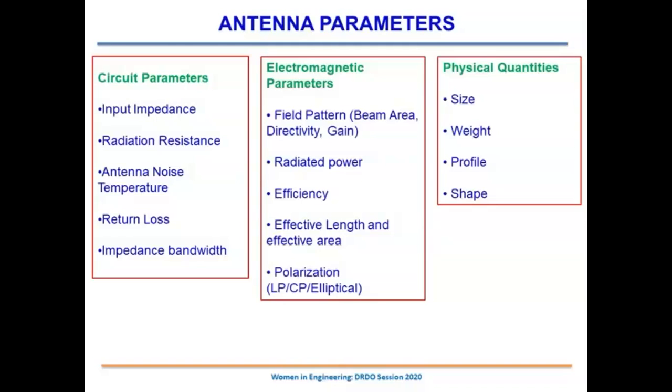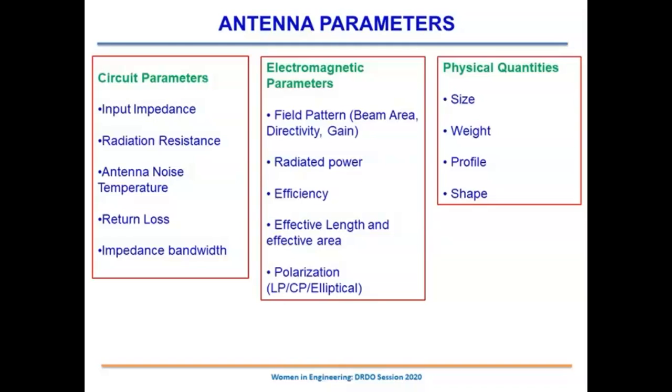The electromagnetic parameters basically consist of the field pattern. Once the electromagnetic energy is radiated in space, we consider the radiation pattern, how it is spread across the space. In that pattern, the beam width, the directivity, and the gain are very important. Then there is the radiated power, how efficient your antenna is. And one important characteristic of the radiation is the polarization, which is basically the orientation of the electric field emanating from your antenna. Depending upon the polarization, whether linear, circular, or elliptical, the various functionalities of the antennas also depend. So these are some of the electromagnetic parameters.